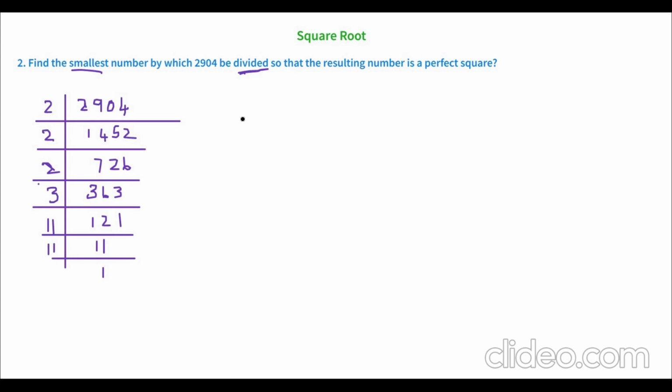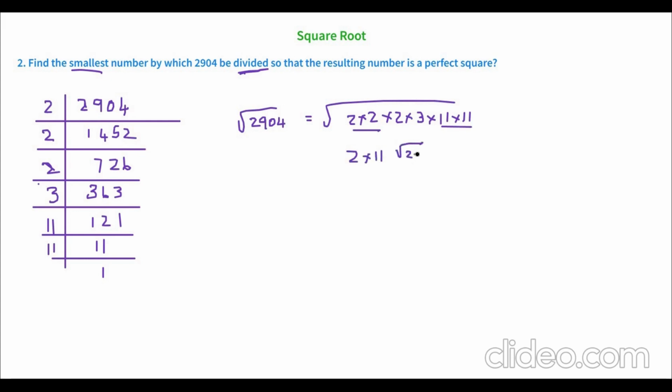So now let's see, the square root of 2904 will be equal to, so how many 2's are there? There are 3 2's, 1 3 and 2 11's. So let me write 2 times 2 times 2 times 3 times 11 times 11. So as you know, instead of 2 2's, 1 2 would be outside. Instead of 2 11's, there will be 1 11 outside. And as in the previous question, we got the same thing: 2 and 3 are remaining. So 2 times 3 would be 6. So now we have to divide the given number by 6. So 2904 would be divided by 6.